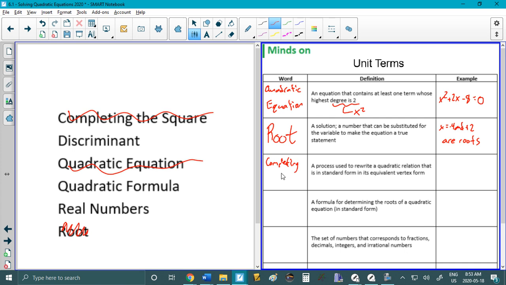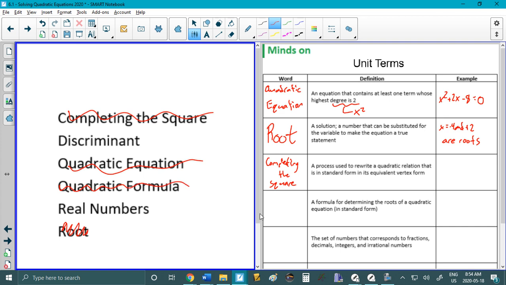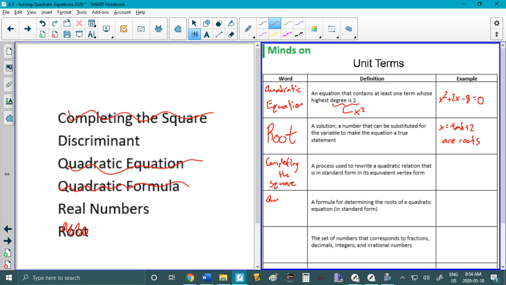Completing the square. Okay, and I can't give you an example of that because it doesn't fit in the box. A formula for determining the roots of a quadratic equation in standard form. And you might be like, oh, that's factoring. But factoring's not here. So there will be another day where you will learn the quadratic formula, and there's a little song that goes with it. It's super fun. Quadratic formula. All right.